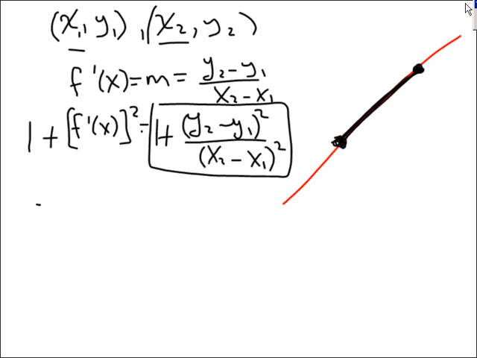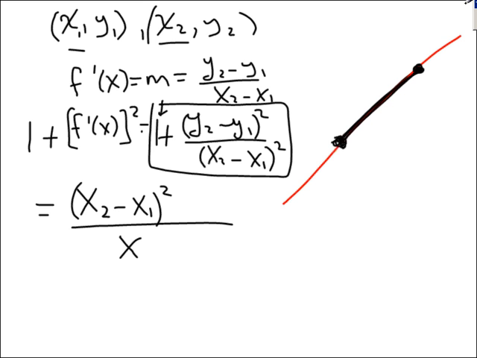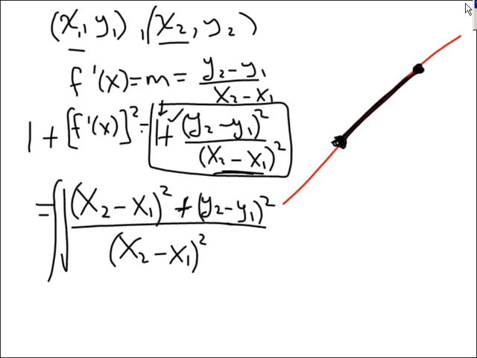So let us get a common denominator. How about writing the 1 as (x2 minus x1) squared over (x2 minus x1) squared, plus, well, the second fraction has the same denominator, (x2 minus x1) squared. Let's use that fact. (y2 minus y1) squared. Okay, so that's 1 plus f prime squared. Now we want to integrate the square root of that times dx.